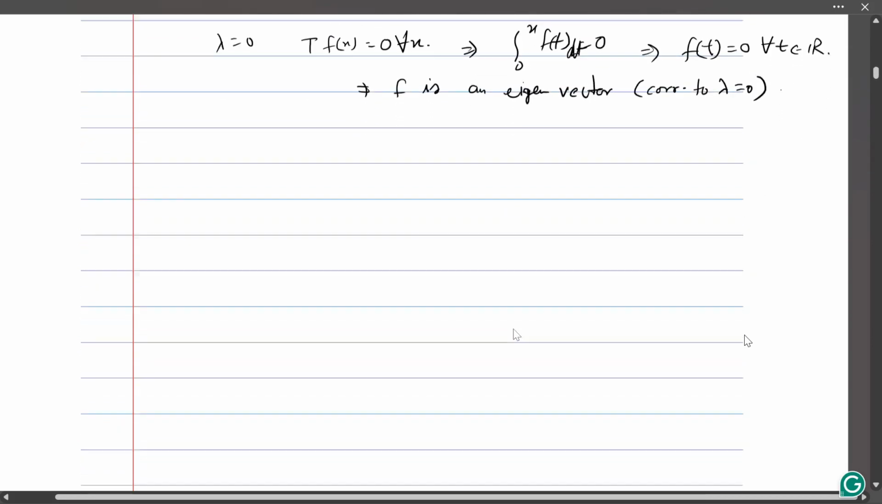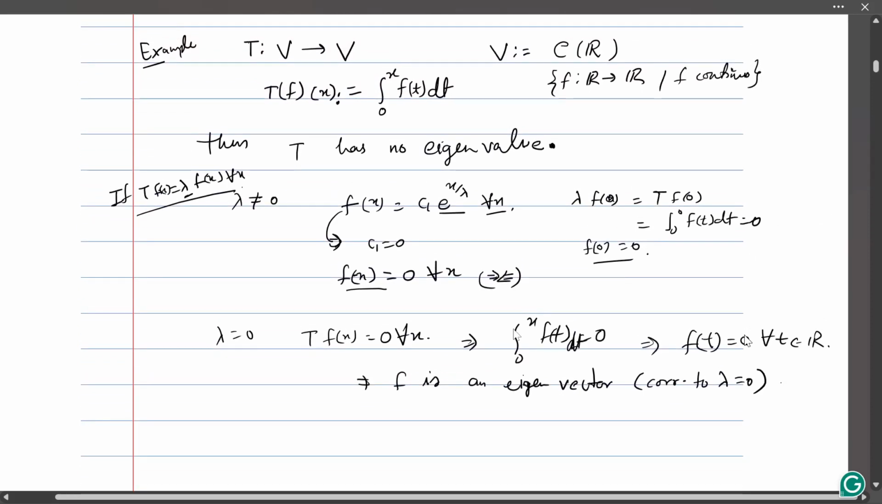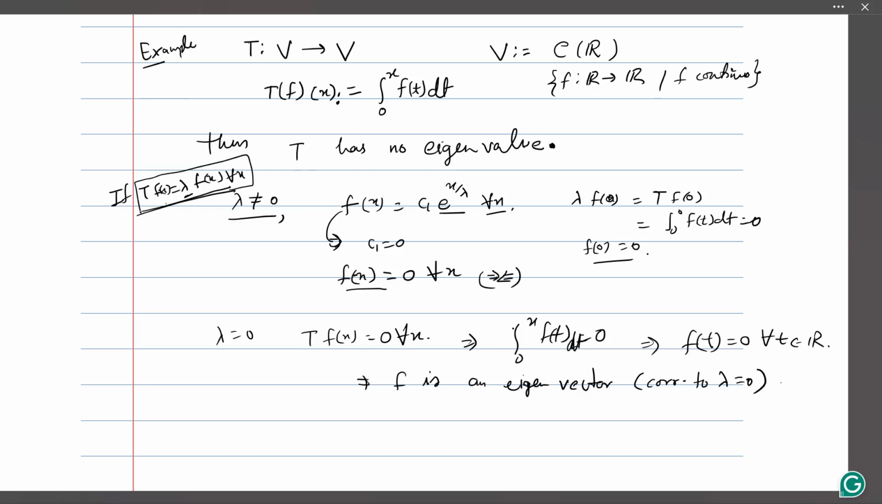Can you explain again these examples? Okay. First, let's say T has an eigenvalue. Lambda can be zero or non-zero, only two possibilities. If lambda is non-zero, then Tf is equal to lambda f. This implies this integral is equal to lambda times f.